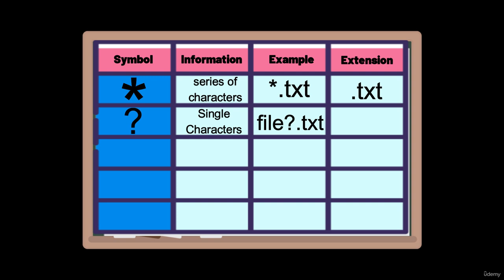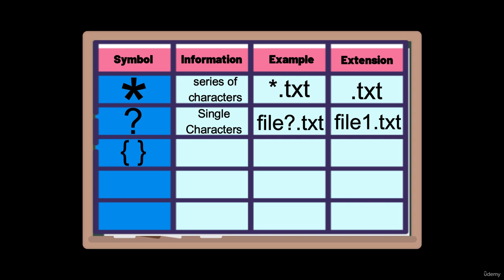That means it will match files like file1.txt, file2.txt, but not file12.txt. Why? Because we have used only one question mark. That's why it will find the files with the file name followed by any one single character. If we add two question marks, then it will find files with any two characters automatically. So this is about the question mark.